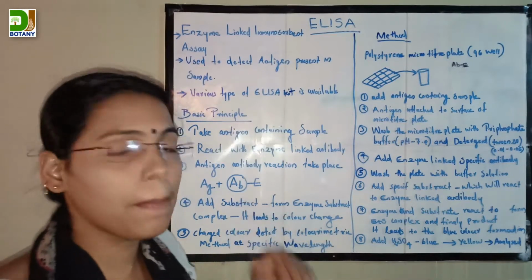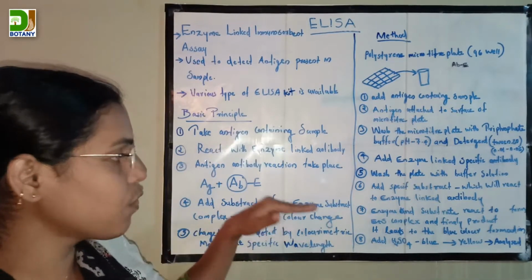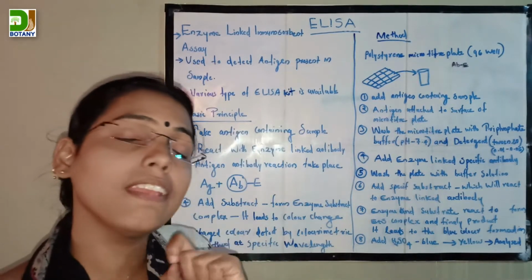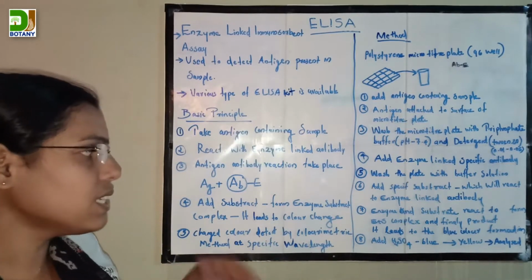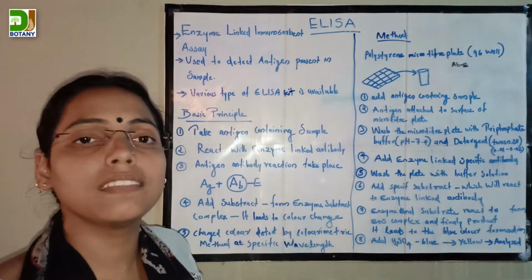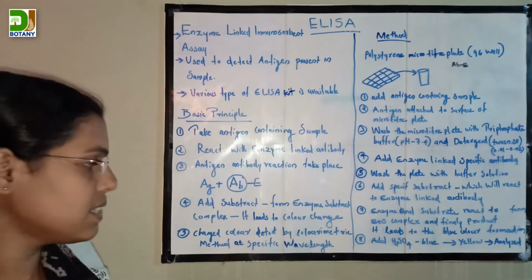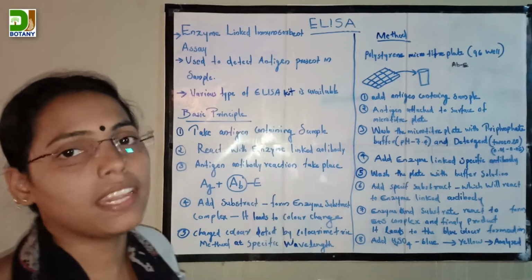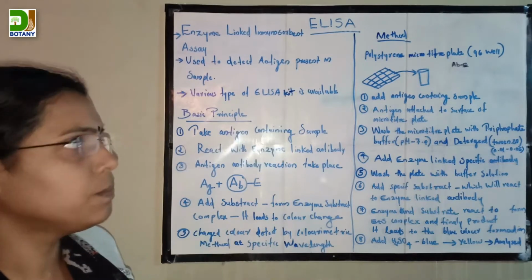This product imparts some color to the samples. After the formation of the enzyme-substrate complex, it leads to some color. Mainly it forms a blue color in the samples. This color is used to detect the concentration or the presence of antigen in samples. So we use a colorimetric method to detect the antigen's presence at a specific wavelength.